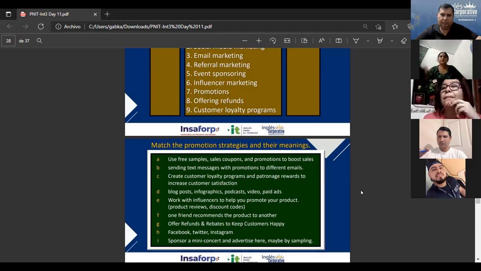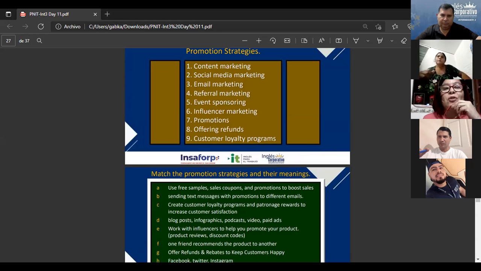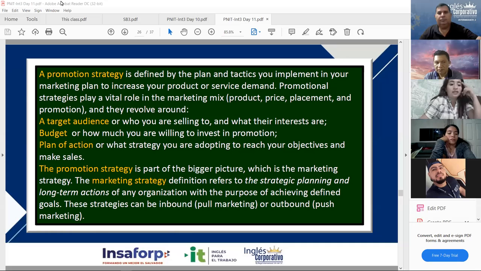Content marketing. For me, social media marketing are part of the picture, which is the marketing strategy. The marketing strategy definition refers to the strategy planning and long-term action of any organization with the purpose of achieving defined goals. This strategy can be inbound pull marketing or outbound push marketing.